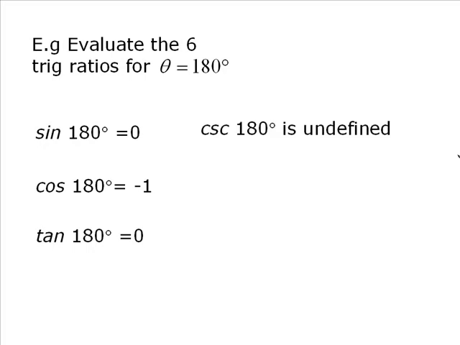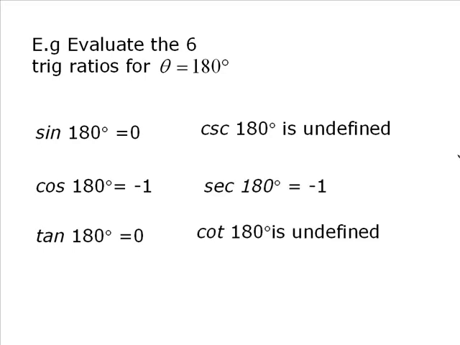The cosecant of 180 is undefined. The reciprocal of 0 would be undefined. And then the secant of 180 is equal to negative 1. So the reciprocal of cos of negative 1 is still negative 1. And then you could see, I put them both up, that the cotangent of 180 degrees is also undefined. So when you try to take the reciprocal of 0.